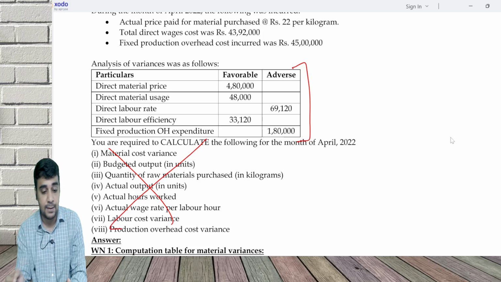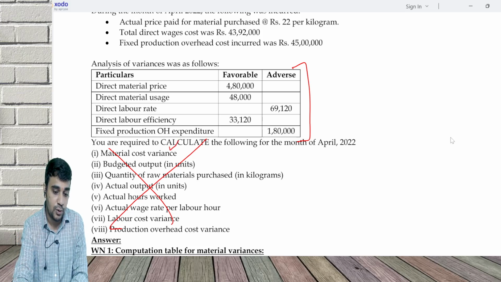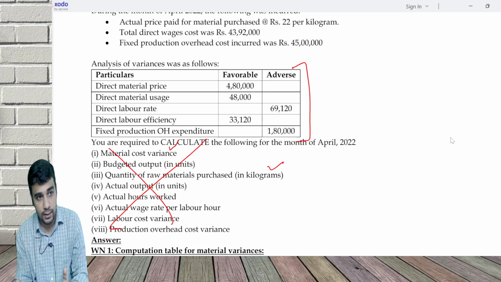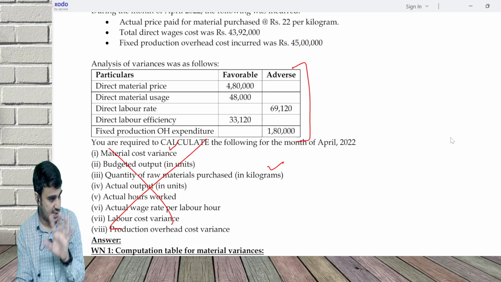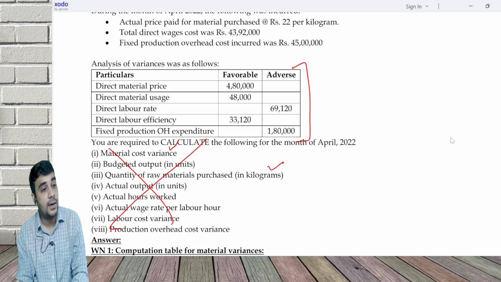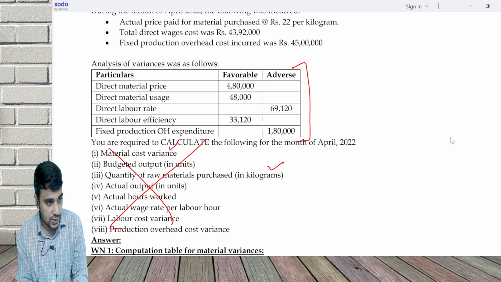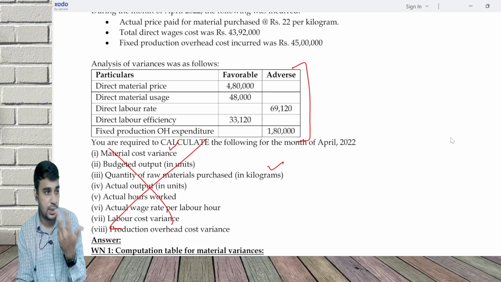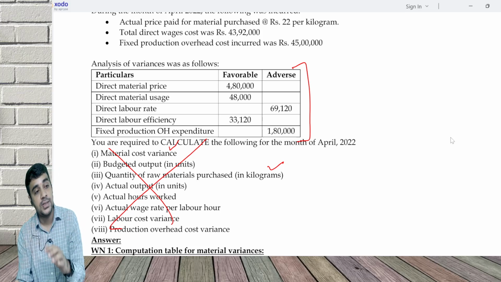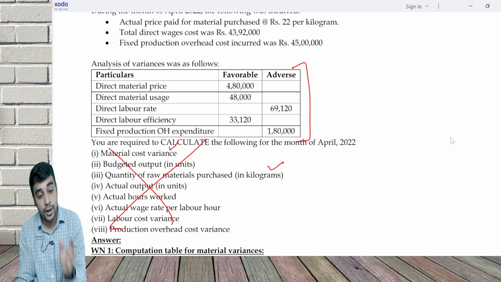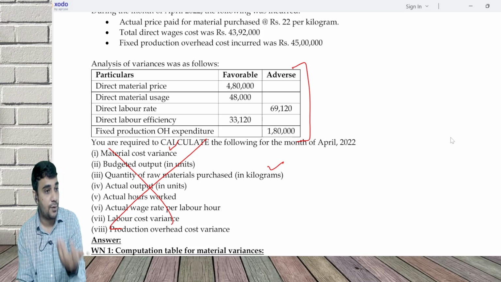Once the table is completed, all the three, then I will look at what they need. For example, material cost variance will come from table 1, we'll calculate it later. Budgeted output, I don't know from which table it will come, we'll see it later. Quantity of raw material purchased will come from your material variances, so we'll fill that later. Actual output can come from some table. Actual hours worked should ideally come from labor variances. Actual wage rate per labor hour should come from labor variances. Labor cost variance should come from labor variances. Production overhead cost variance should come from your overhead variances.